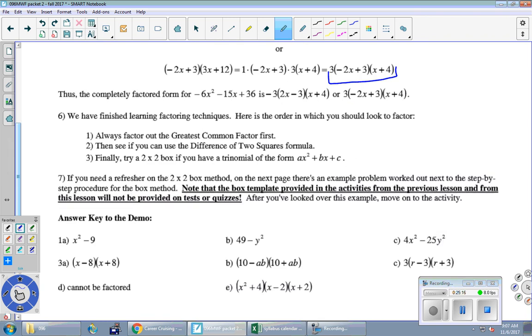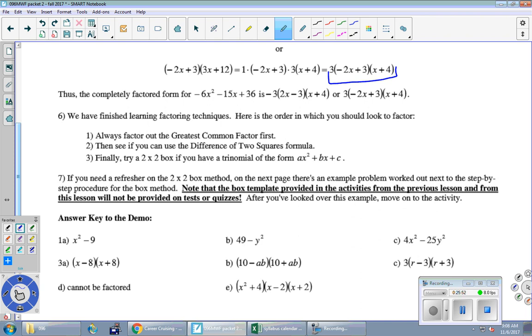Okay, step number 1. Here's the order in which you should look to factor every single time. Step 1, always factor out the greatest common factor first. Before you do anything else, before you think about dots or a 2x2 box, you factor the greatest common factor first. Number 2, see if you can use the difference of 2 squares formula. That's our same routine. Is it 2 terms? Is it a difference? Are they perfect squares? And then number 3, finally try a 2x2 box if it looks like our standard trinomial that we've seen a bunch on Friday. Right? That is the order in which you should do things.